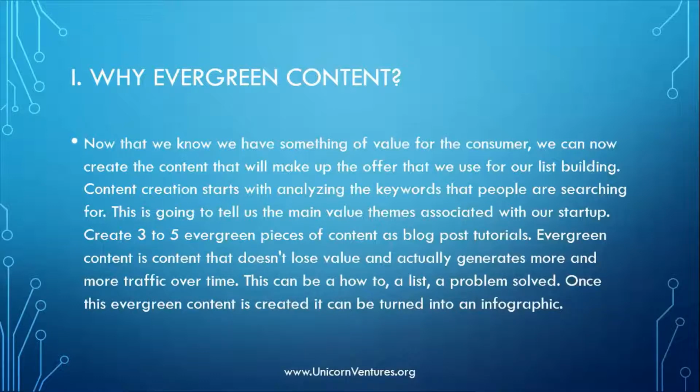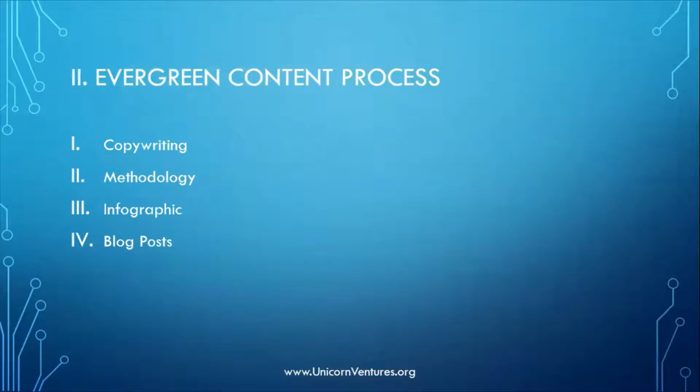We create 3 to 5 evergreen pieces of content as blog post tutorials, and evergreen content is content that doesn't lose value and that actually generates more and more traffic over time, provided that it's indeed helpful and valuable. So this can be a how-to, a list, a problem solved, and once this evergreen content is created, it can be turned into an infographic, and we'll talk about that. So in terms of the evergreen content process, we're really talking about copywriting, building out a methodology, and distributing that content in the form of an infographic and blog posts.